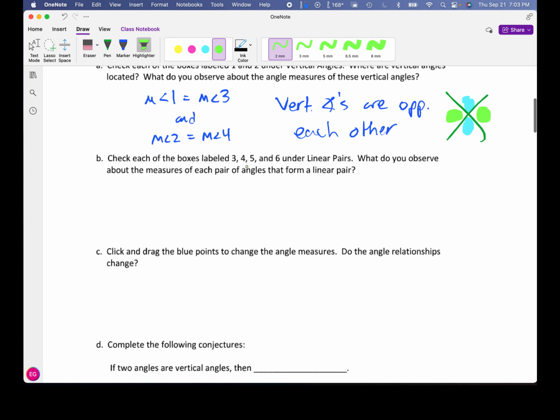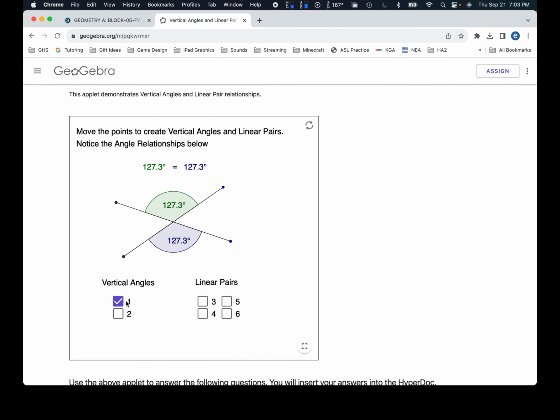If we go to the next one, it wants us to start playing around with the checkboxes labeled 3, 4, 5, and 6 under something called a linear pair. It says, what do we observe about the measures of each pair of angles that form a linear pair? I'm going to check over here. It's showing these two right here, and look at that, they add up to 180. If I check 5, those are these two down here, and they also add up to 180. If I check 4, it's these two on the side. They add up to 180. And this one right here, they add up to 180.